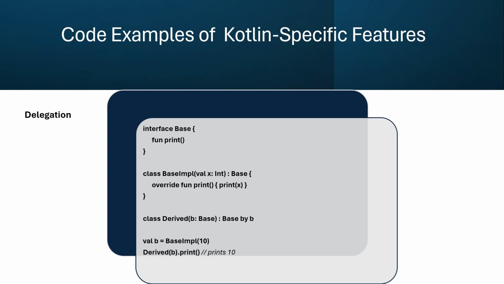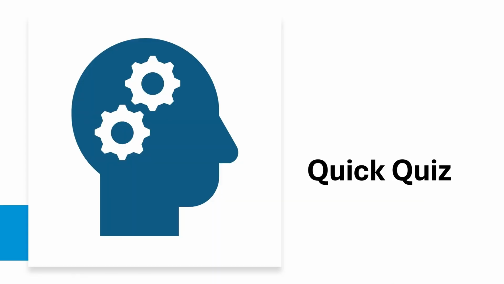And then, as you can see at the end, we have an object of the class BaseImpl with 10 as a variable. And then once we use the Derived class, passing the instance object of the BaseImpl, and we use the print, the 10 is printed successfully. Now we have a very quick quiz for you.